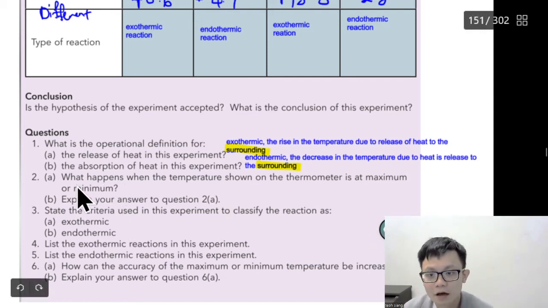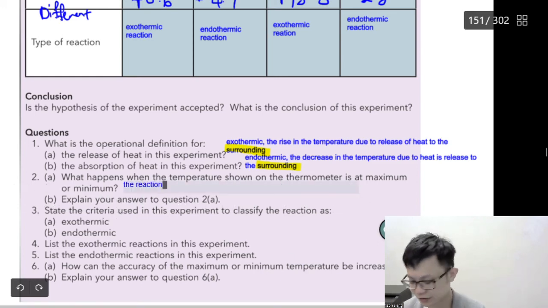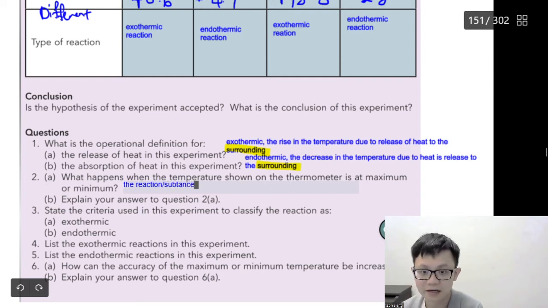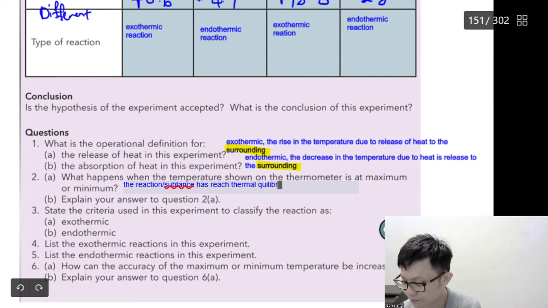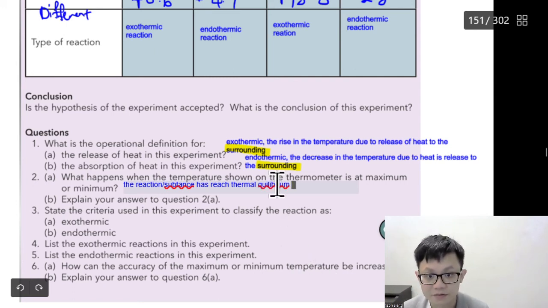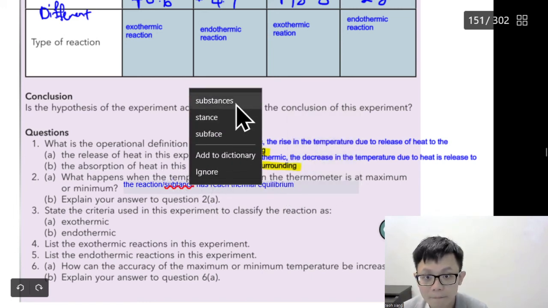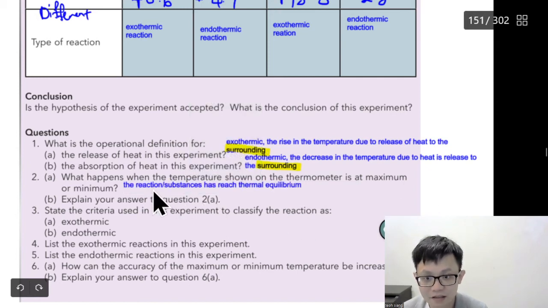Okay. What happens when the temperature shown in the thermometer is at maximum or minimum? Just put both. Either you put the reaction or substance has reached thermal equilibrium. Okay, the reaction or the substance has reached thermal equilibrium. Because they ask what happened.